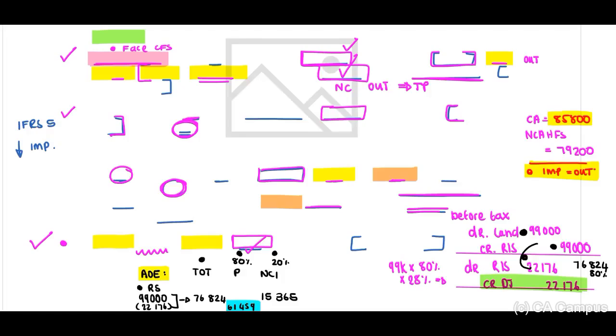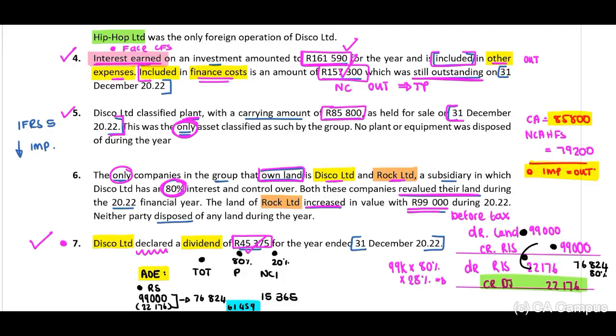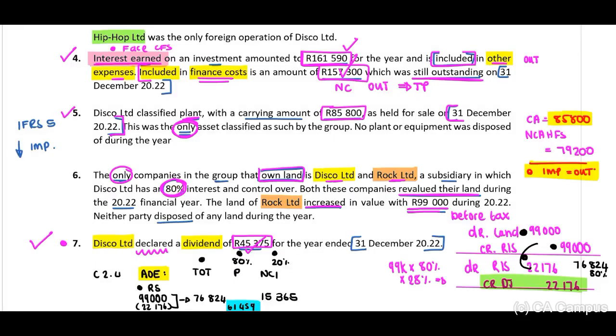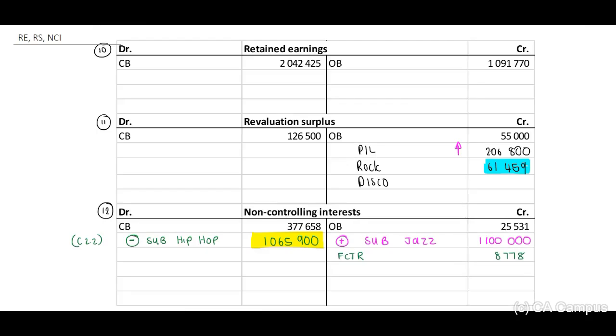And I'm going to call this my calculation. Let's say C2, I think I still have C2.2. Let's just say C2.4. Then I need to transfer my NCI's portion as well, 15,365. If I look at my NCI, this will be included on the credit side. Therefore, my NCI, 15,365, and this relates to a revaluation surplus of ROC.